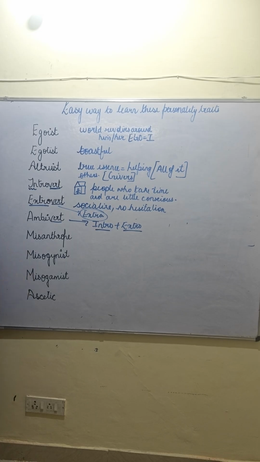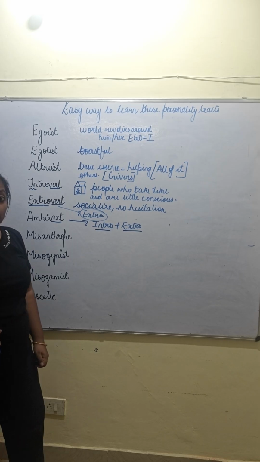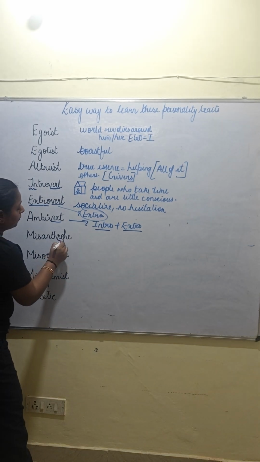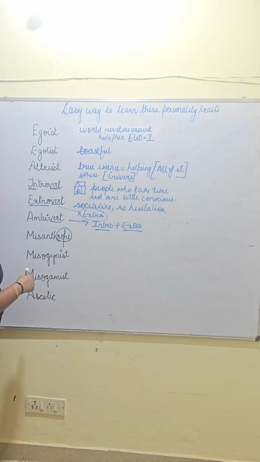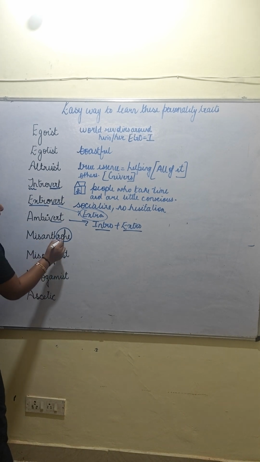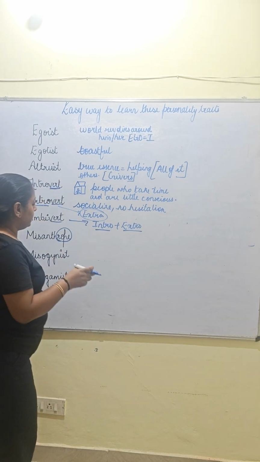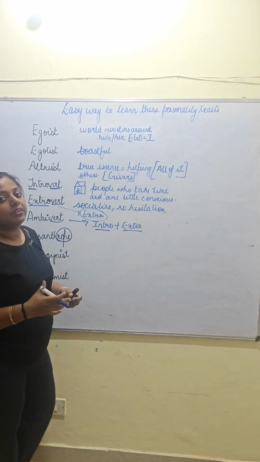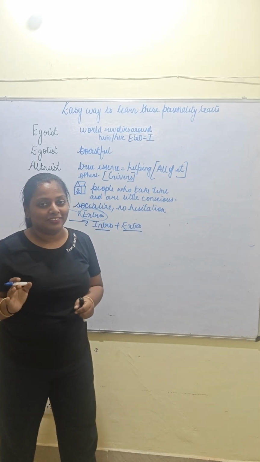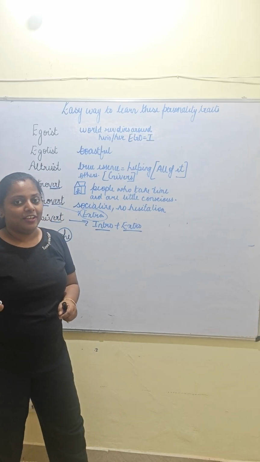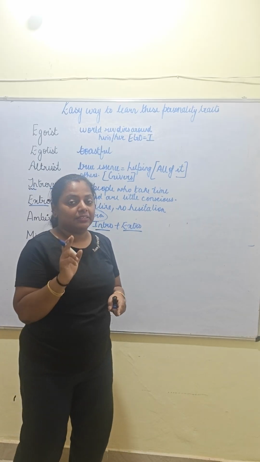Moving to misanthrope. Misanthrope. See, there is a rope to it. I'm telling you a trick how to learn this word, misanthrope. And rope means rassi, rope. And these people believe that the human race is the worst creatures on earth. Humans are good for nothing. And they feel they are tied to a rope. You can learn by this.